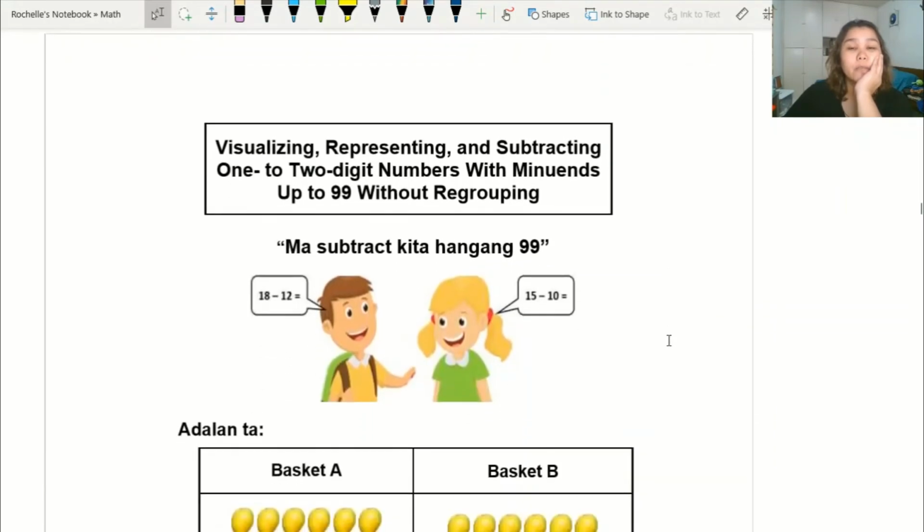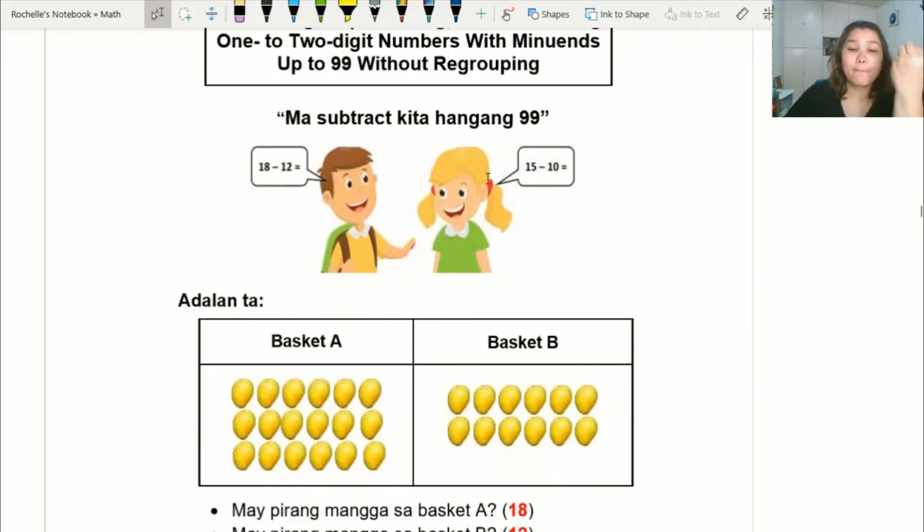So let's proceed with the next subtopic, more on subtraction. Okay, so visualizing, representing, and subtracting 1 to 2-digit numbers with minuends up to 99 without regrouping. So this time, bigger na ang ating number. So kanina, we have 18, only up to 18. So this time, we are making use of numbers until 99.